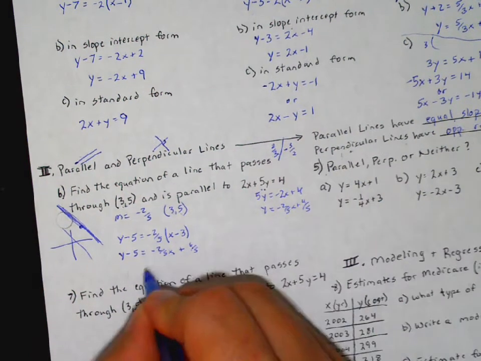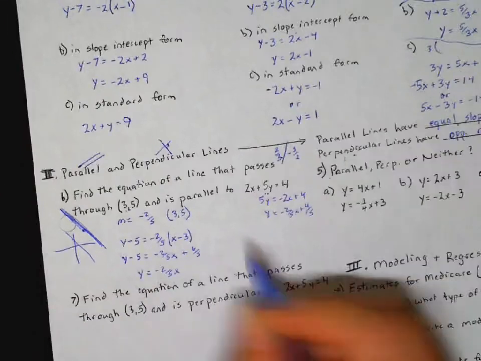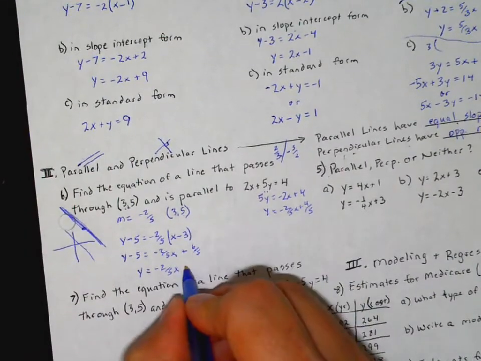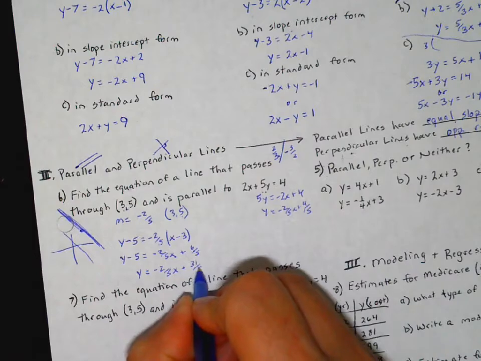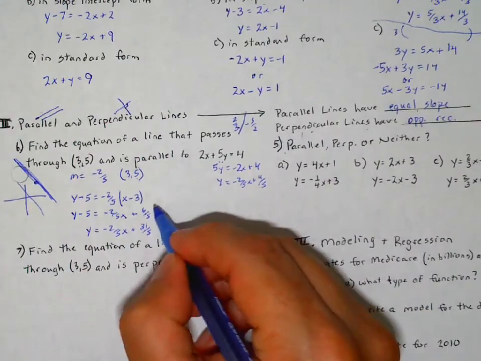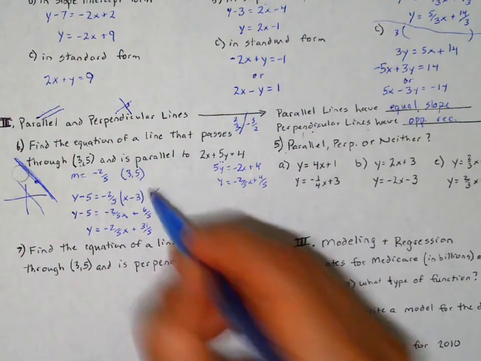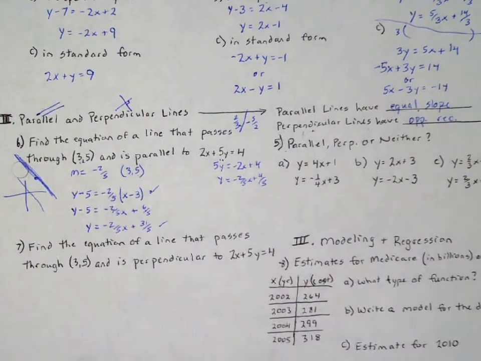And add your 5. So that'd be 31/5. Okay. So I guess I'm okay with either one if it doesn't specify. It just says find an equation. So you can either leave it in point slope or turn it into slope intercept.